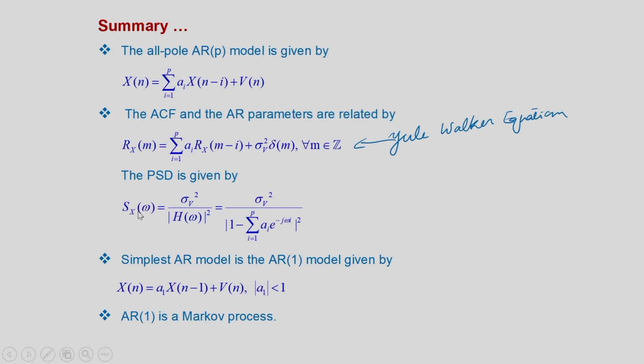And the PSD is given by Sx(omega) = sigma v squared divided by |H(omega)| squared, that is equal to sigma v squared divided by |1 - summation i from 1 to p of ai e^(-j omega i)| squared. The simplest AR model we discussed is the AR1 model, which is given by x[n] = a1 x[n-1] + v[n], where |a1| < 1, that is the requirement for stationarity. AR1 is a Markov process, which we also established.